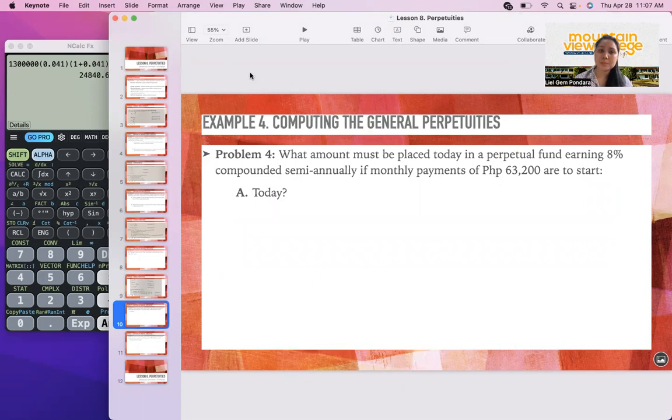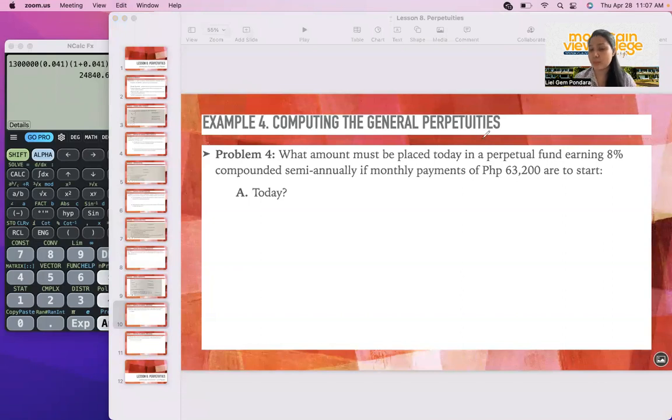What amount must be placed today in a perpetual fund earning 8% compounded semi-annually if monthly payments of $63,200 are to start? Now, the compounding is semi-annually, the payment is monthly. They are not the same. Therefore, it is a general perpetuity. But it will start today. Therefore, it is a general perpetuity due. It means it's at the start.